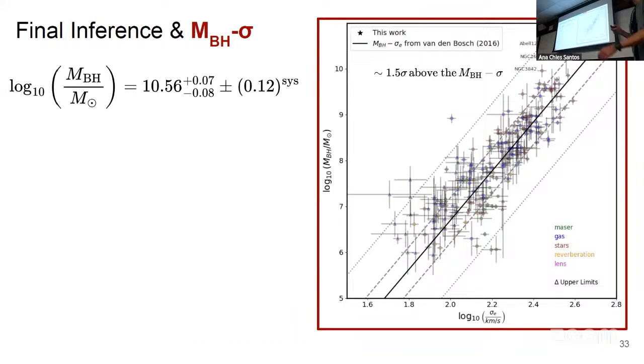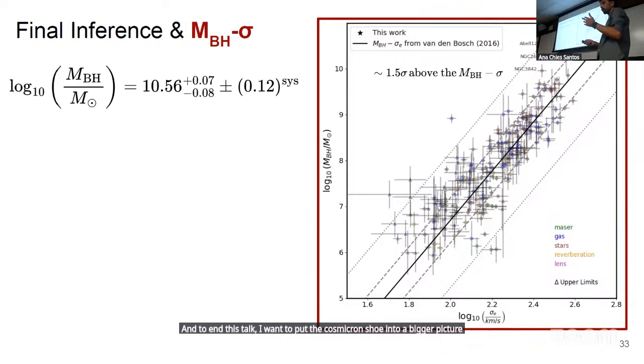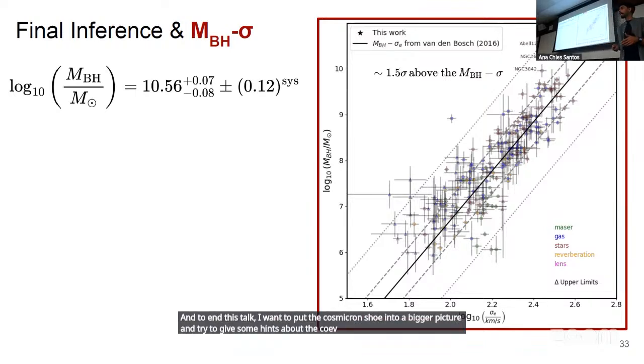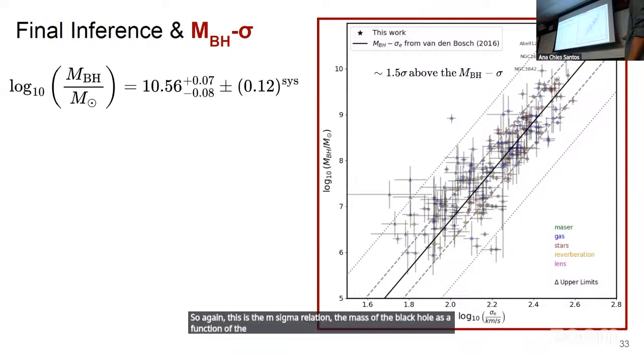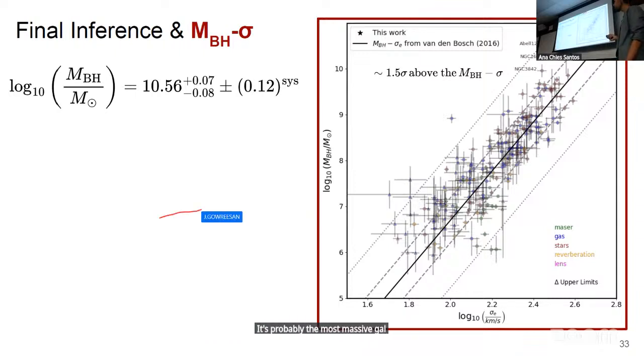And to end this talk, I want to put the Cosmic Horseshoe into a bigger picture and try to give some hints about the co-evolution between the black hole and the host galaxy as a whole. So again, this is the m-sigma relation, the mass of the black hole as a function of the velocity dispersion. This is in log scale. And as you can see, the horseshoe is just right here in the very massive end of this relation. It's probably the most massive galaxy in this relation so far, and one of the most massive black holes.